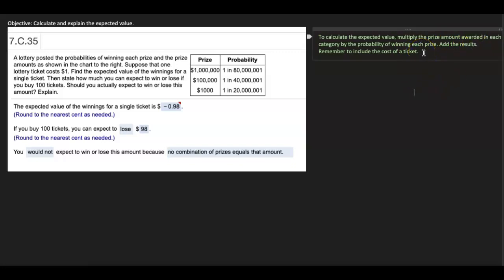As we do this process, don't forget to include the cost of a ticket. So let's write down some of these steps below. For instance, in this first category, this top prize, we could win $1 million. But technically, we don't even win $1 million because we did have to spend $1 on the ticket. So really, this is the prize amount, $999,999.